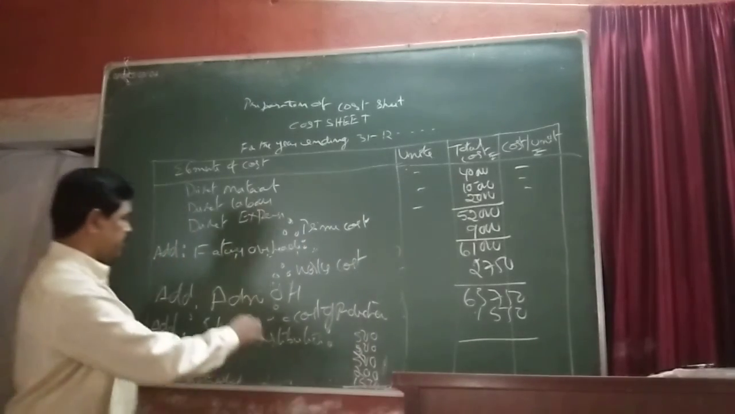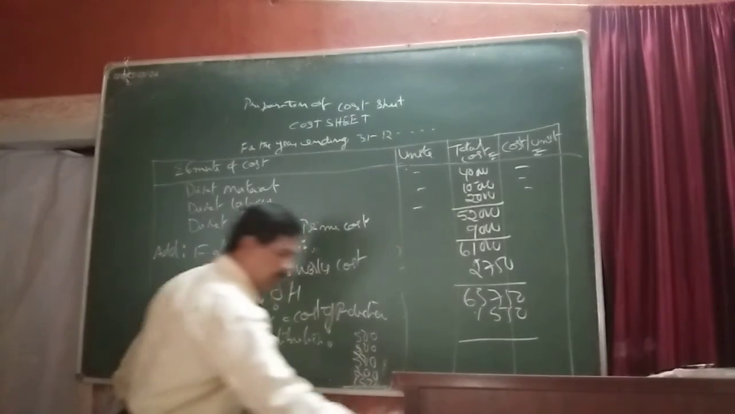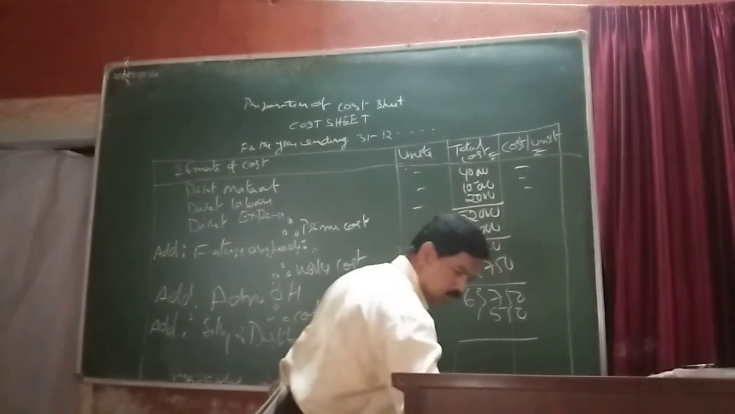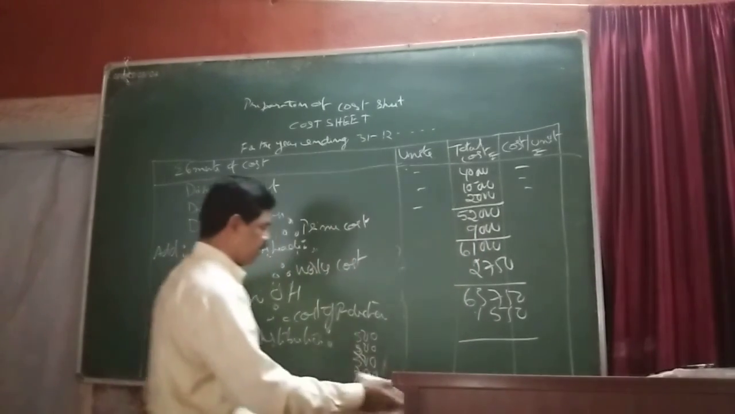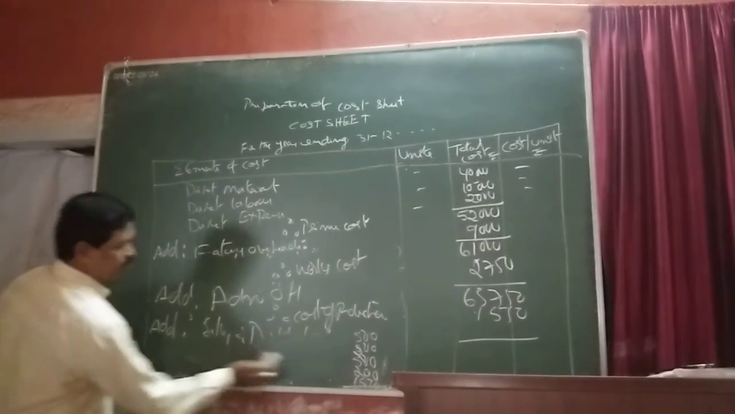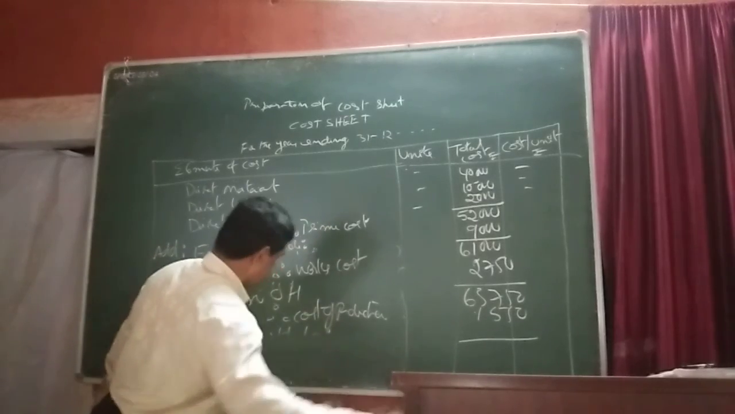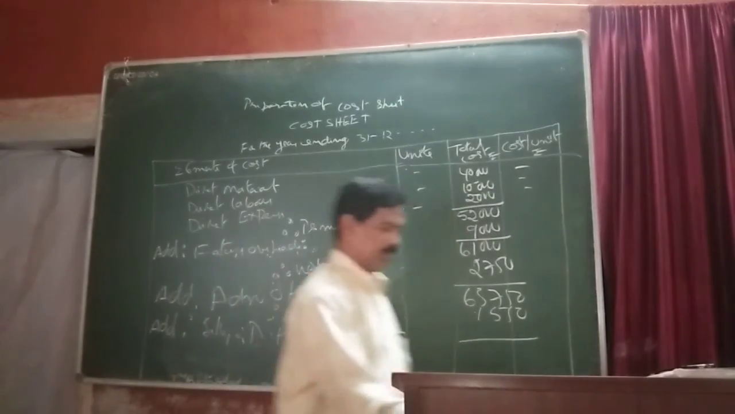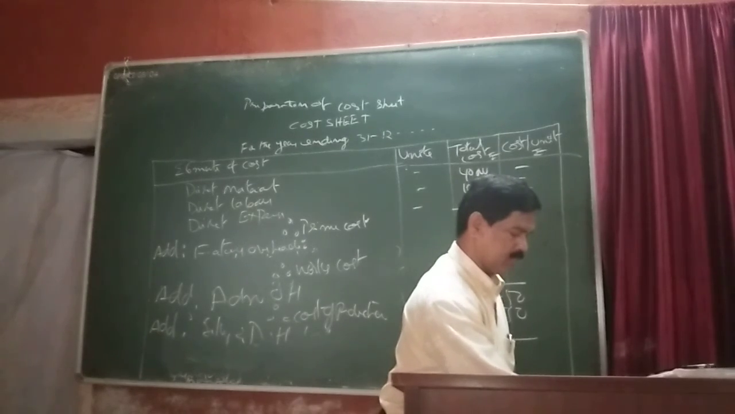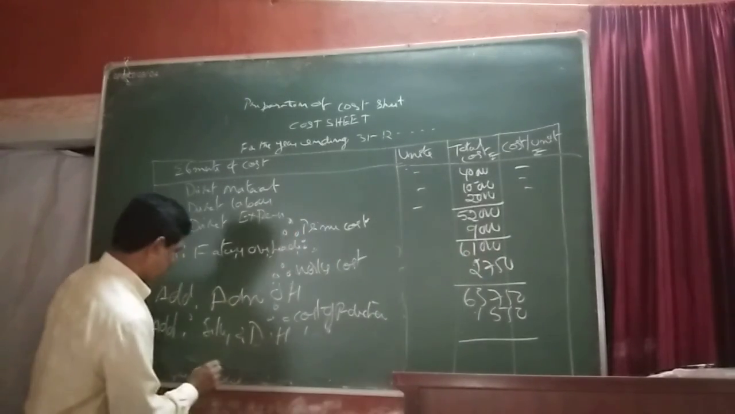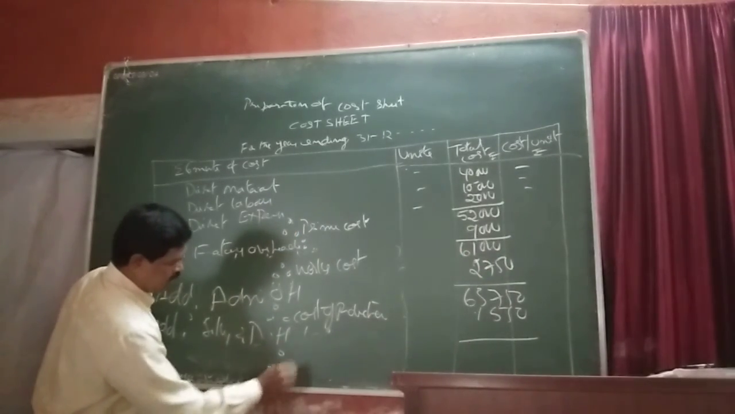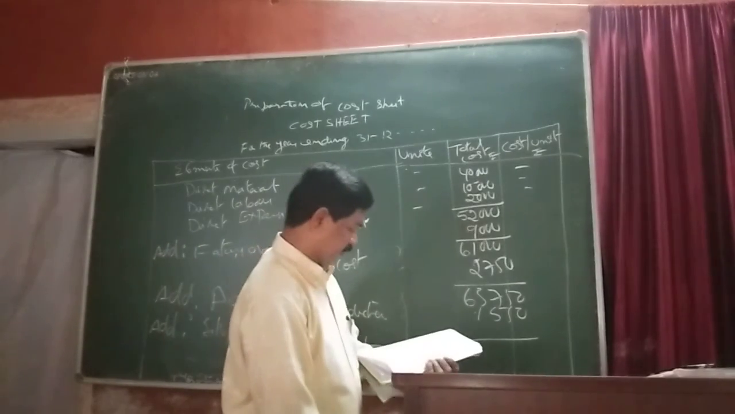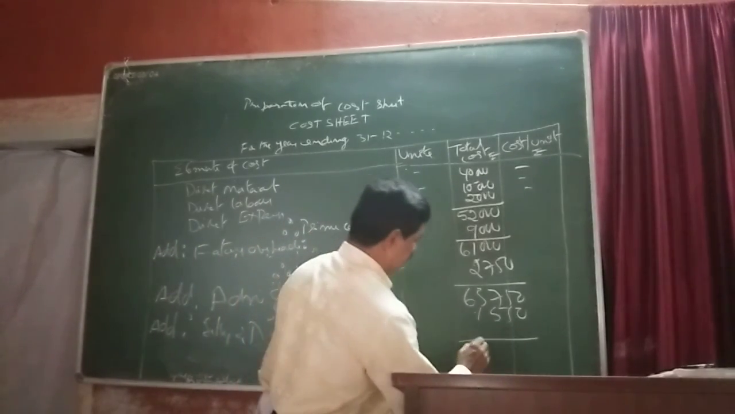After adding these expenses related to selling and distribution, the result is known as the total cost. Here the total cost is 65,300.